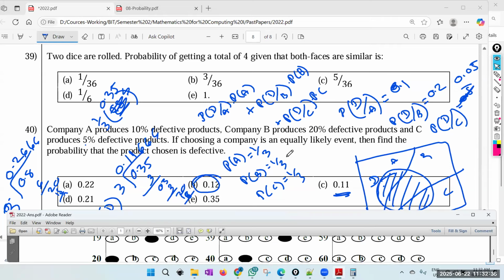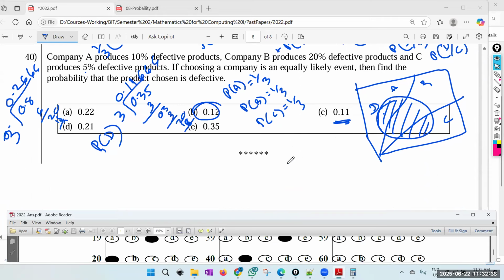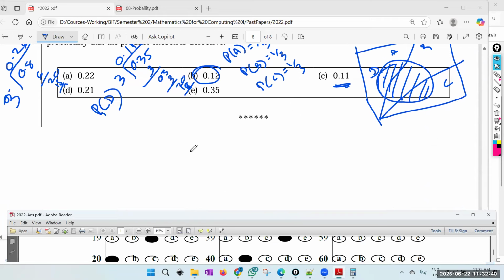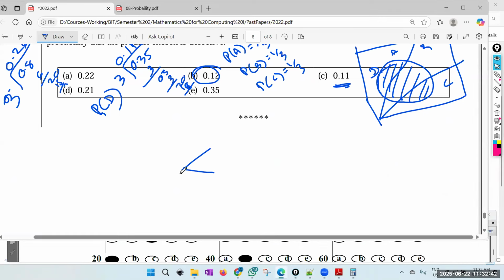Or you can write it as a conditional probability also, using a tree, a probability tree. Because this is selecting A, selecting B, selecting C, that is 1/3, 1/3, 1/3, then whether it's defective or not. Defective or not. Defective or not. So then you need to add these defective.